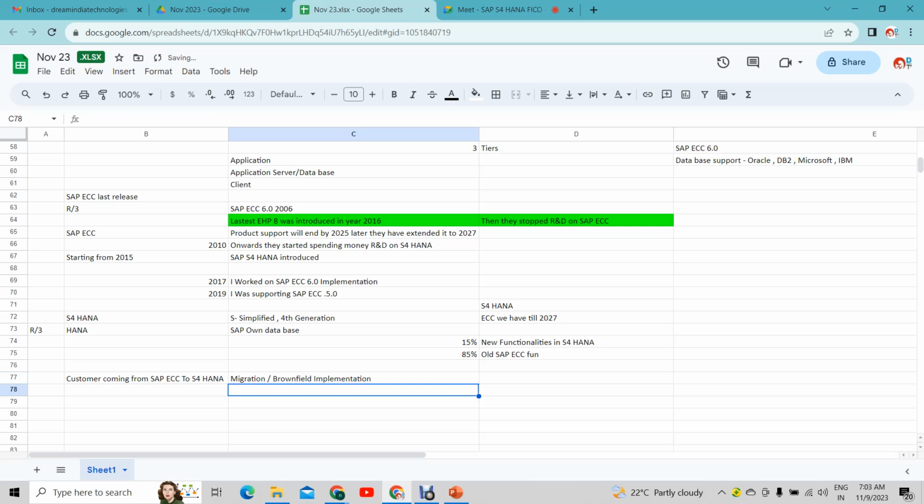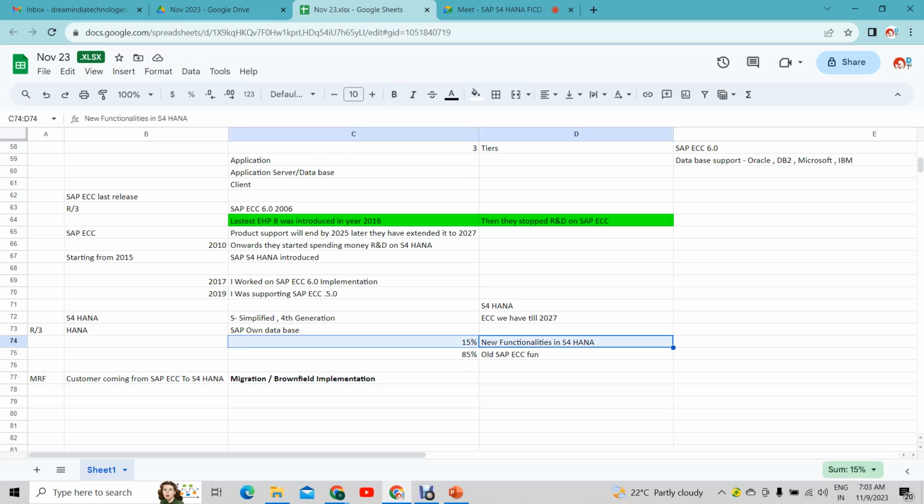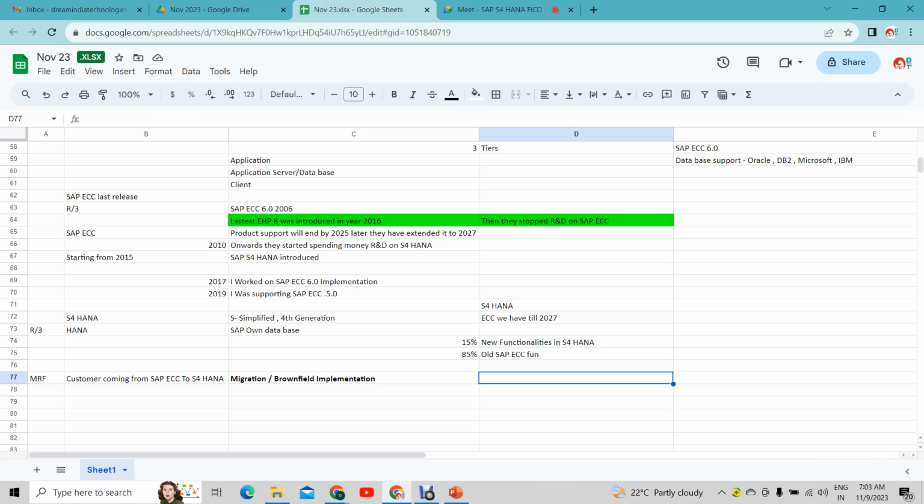Brownfield implementation, if they are talking about it, or a migration, means the customer is already in SAP ECC and wants to come to S4 HANA, right? And he wants to say bye to his old database. He comes to the S4 HANA database and wants to use additional 15% functionalities also. Again, there are many things in SAP in terms of basis consultant, and functionality-wise also we will discuss. Okay, somebody coming from ECC to S4 HANA, we call it brownfield.